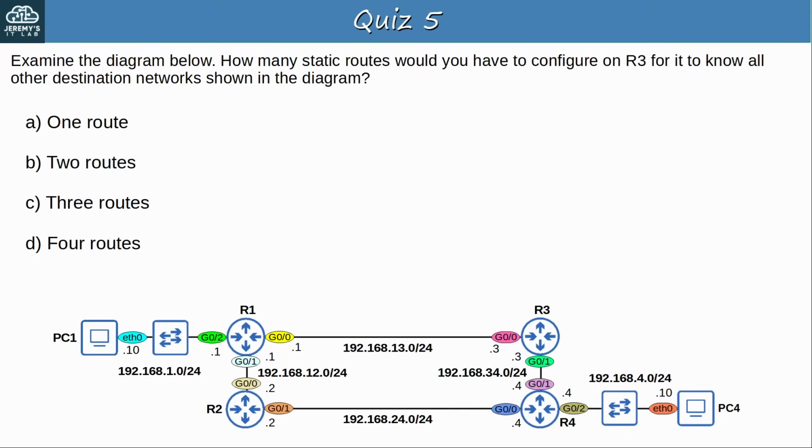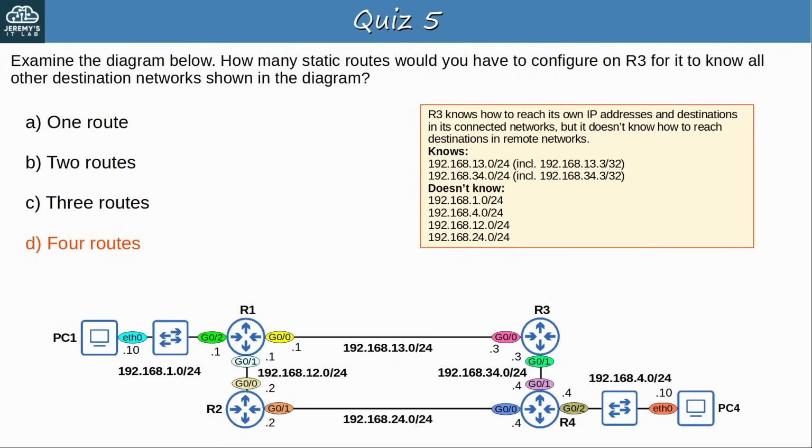Examine the diagram below. How many static routes would you have to configure on R3 for it to know all destination networks? Pause the video now to think about the answer. Okay, the answer is D, 4 routes. R3 knows its connected networks, 192.168.13.0/24 and 192.168.34.0/24. For it to know all destination networks in this diagram, you would have to configure 4 additional routes to 192.168.1.0/24, 4.0/24, 12.0/24, and 24.0/24.